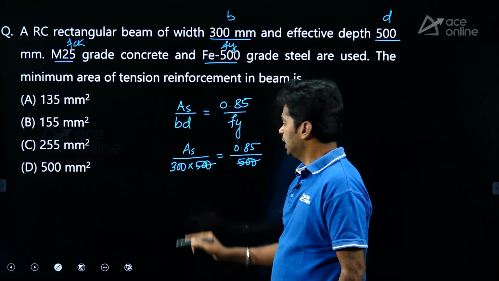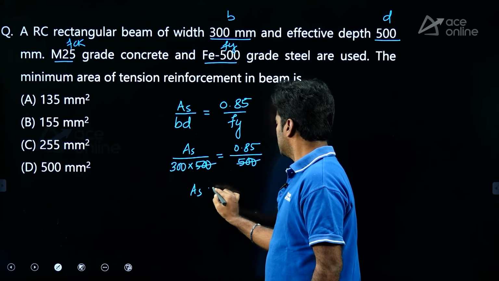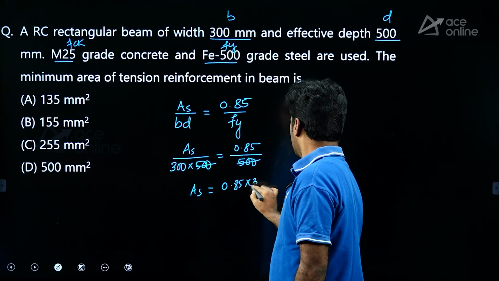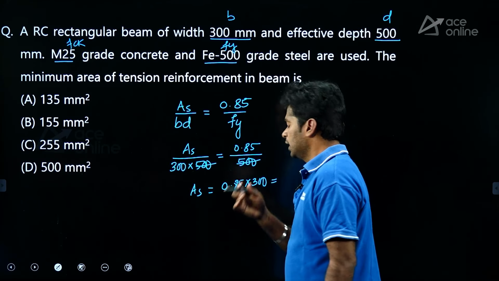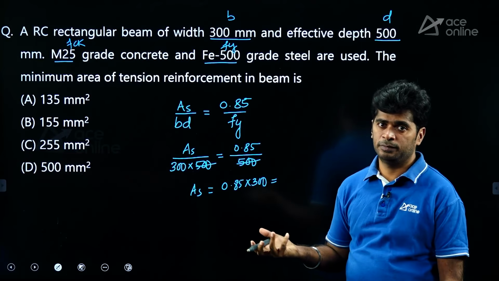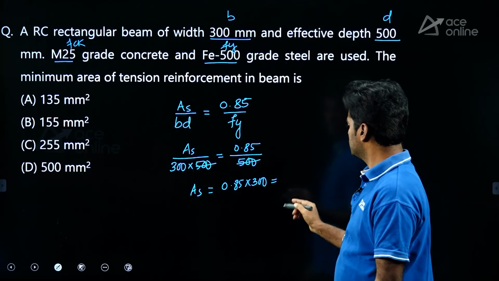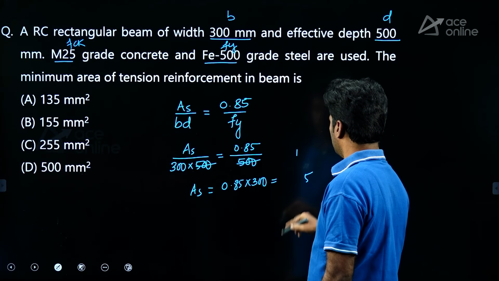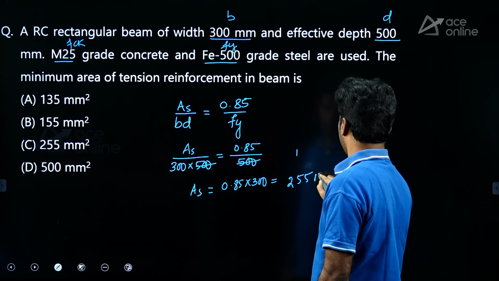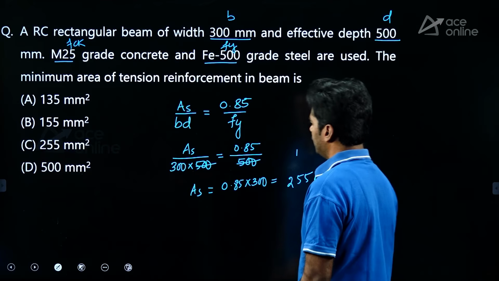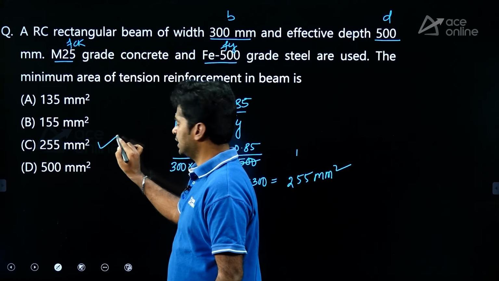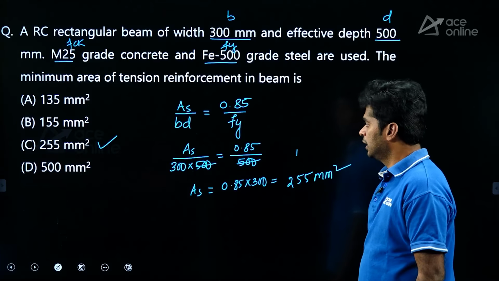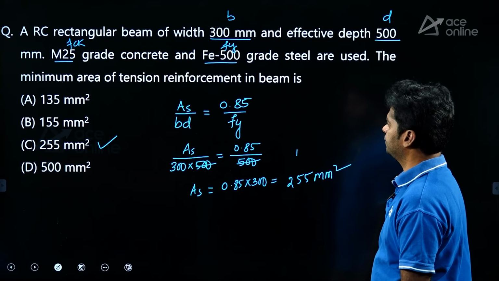500 gets cancelled. You'll get from this AS equal to 0.85 into 300. So you can write like this, 85 into 3. 85 into 3 means 3 5s are 15, 1, 3 8s are 24, 25, 255 mm square. Okay, option C is correct. Right, then moving to the next question.